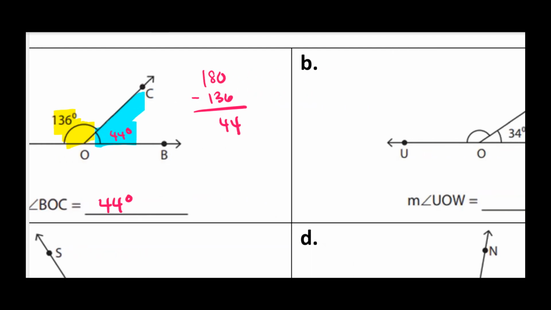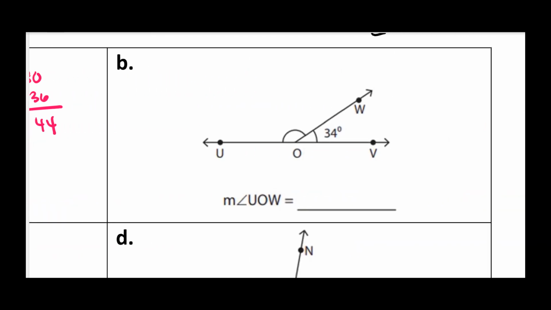Now, similarly, if I go to example B, I'm told that the measure of angle WOV is 34. So I'm told how much this angle is right in here. And what we need to do is figure out all the rest of it. So this side over here, how much is that part? Because I know, remember, together this whole piece, that semicircle right there, more on that later, but a semicircle is going to be 180 degrees.